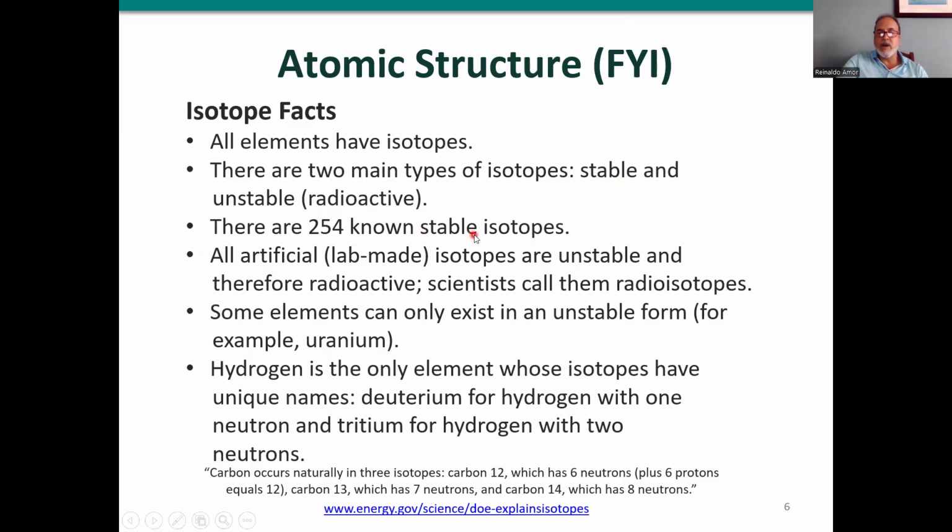There are about 254 known stable isotopes. Okay. All artificial lab-made isotopes are unstable and therefore radioactive. Scientists will call them radioisotopes. Some elements can only exist in an unstable form, for example, uranium. Hydrogen is the only element whose isotopes have unique names. So deuterium is for hydrogen with 1 neutron, and tritium is for hydrogen with 2 neutrons. Okay. Now, carbon occurs naturally in 3 isotopes: carbon-12, carbon-13, and carbon-14.